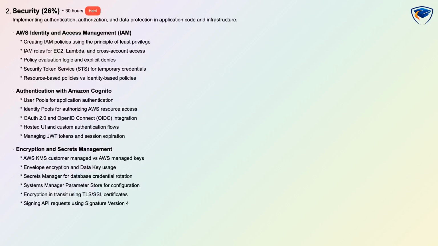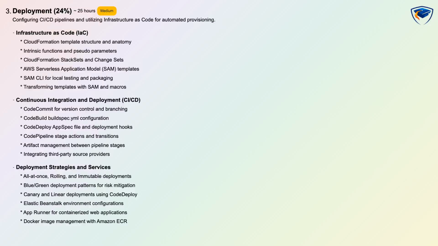Study encryption and secrets management including AWS KMS customer managed versus AWS managed keys, envelope encryption and data keys, Secrets Manager for credential rotation, Systems Manager Parameter Store for configurations, TLS for encryption in transit, and signing API requests with Signature Version 4. Deployment is weighted at 24%, focuses on CI/CD pipelines and infrastructure as code for automated provisioning, and is rated medium with an estimated learning time of 25 hours and hands-on plus conceptual assessment.